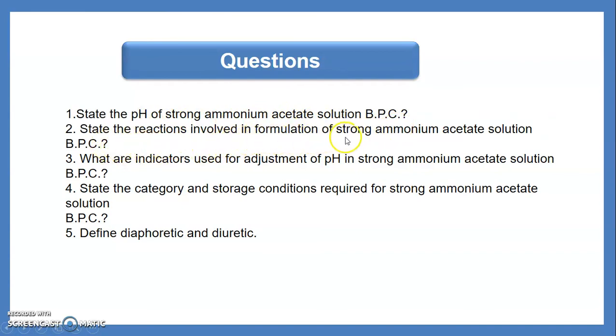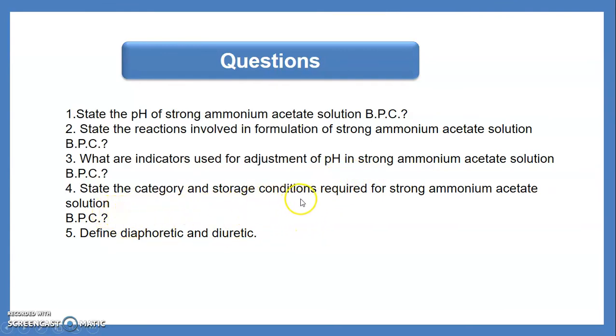State the reaction involved in the formulation of ammonium acetate solution. We see the reaction. In that we add the strong ammonia solution to neutralize the acetic acid and to increase the reaction of our total reaction. What indicator is used for the adjustment of pH of strong ammonium acetate? Here in the practical we use bromothymol blue. Thymol blue is also preferred.